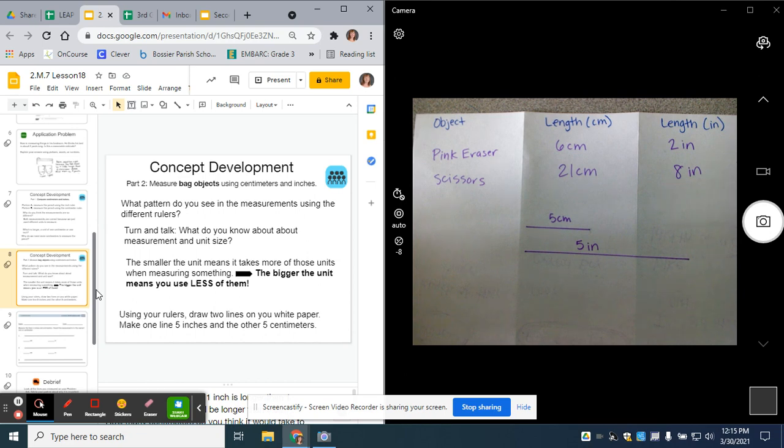Now we can clearly see what I was talking about. It takes more centimeters to equal 5 than it does inches. The size is a big difference when it comes to measuring. That will roll us over into our problem set, and I will see you at the problem set.